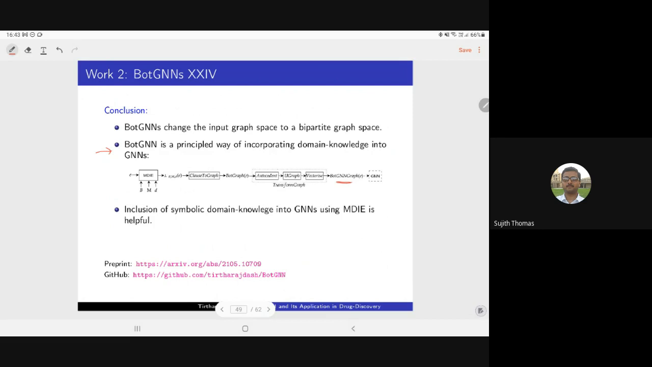And we saw that MDIE is really helpful in providing us this luxury of incorporating easily these additional domain relations for every instance. So the preprint and code are available at these links.